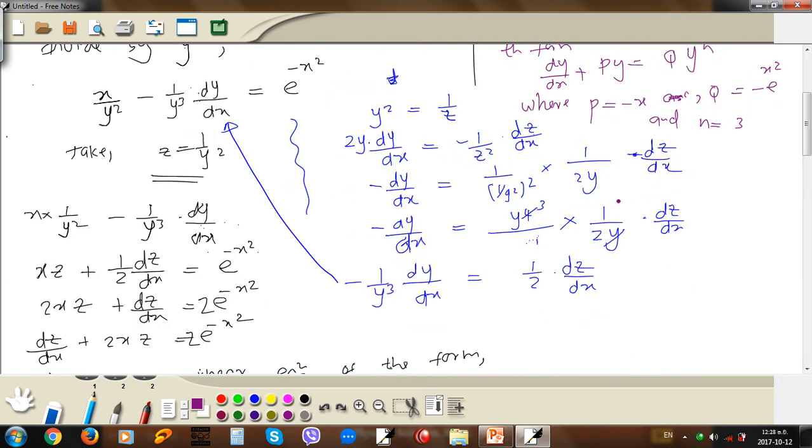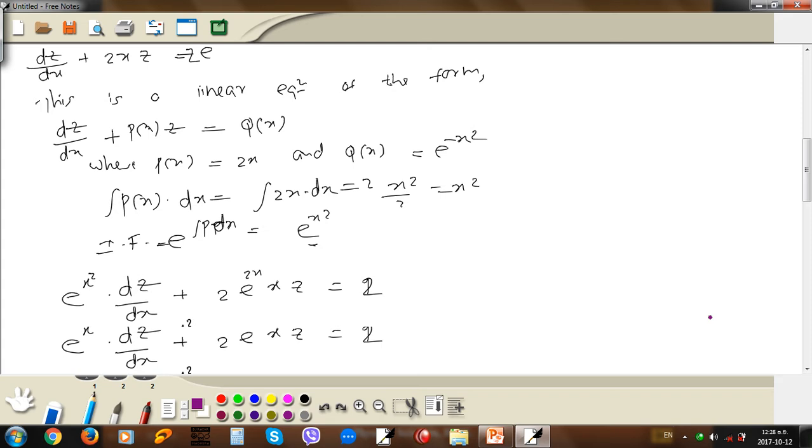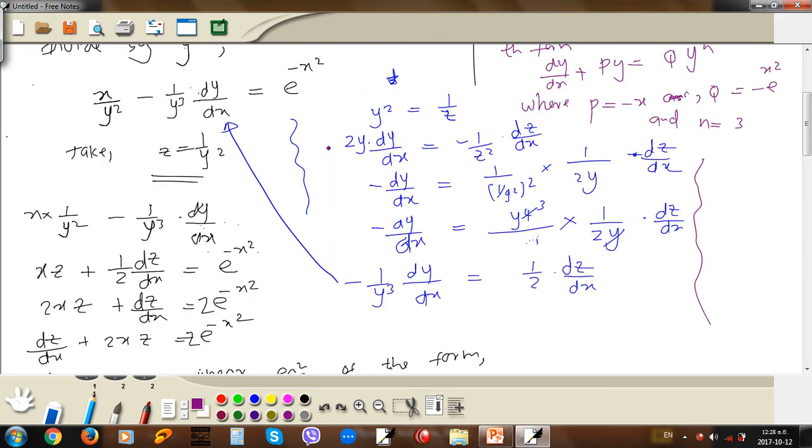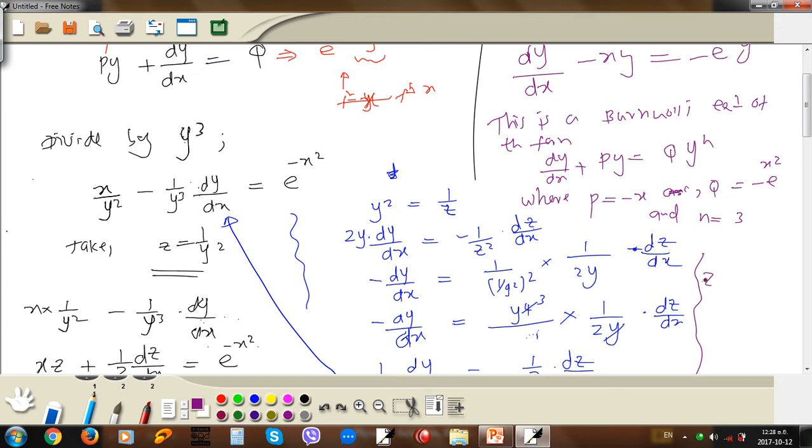So we know our substitution: if it is a Bernoulli equation, z equals y to the power 1 minus n. Here n equals 3, so 1 minus 3 gives z equals y to the power minus 2. It means z equals 1 over y squared, right? That's why we used y squared in there. I think now you understand how we take the substitution.